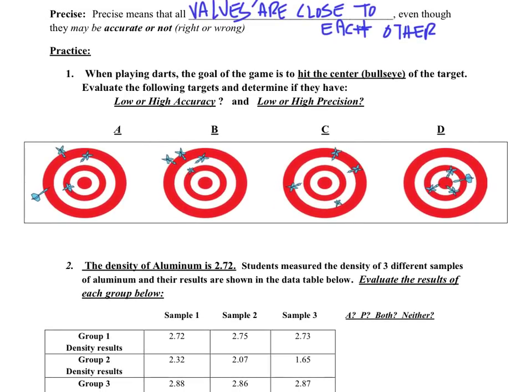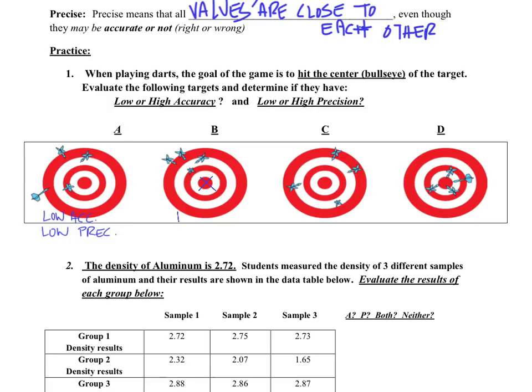So let's look. Here's A. A looks like they didn't hit the bullseye. They're kind of all scattered together. They're not very close. So not any of them hit the bullseye. So I would say low accuracy. So I'm going to abbreviate, low accuracy. Now, they aren't very close, they're very spread out. So I would say they have low precision also. And I'm going to abbreviate that as well. Low precision.